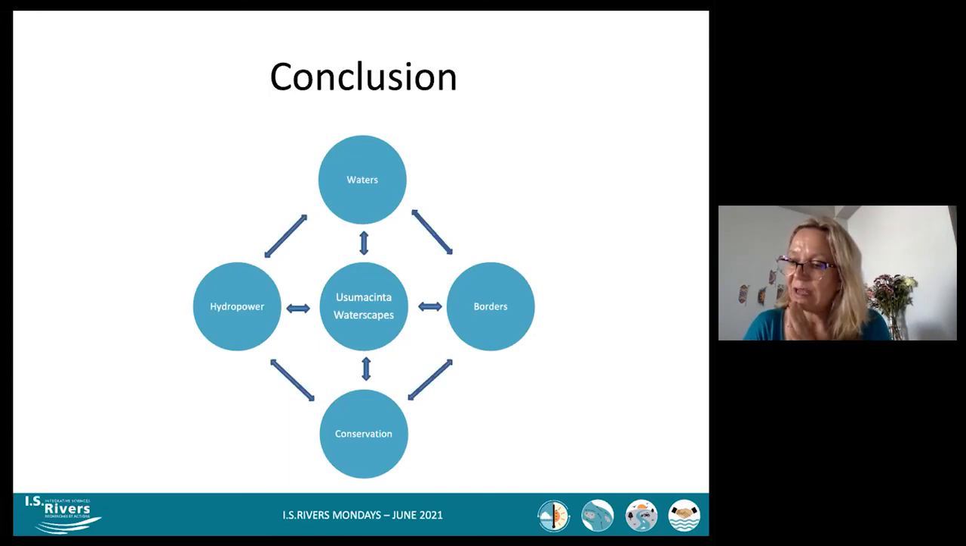I just want to conclude with the idea that the management of the Usumacinta really historically depended on the existence of an international border at the scale of the river basin that made it possible to show one Mexican waterscape and one Guatemalan waterscape, but at the local level, we have a certain number of waterscapes that depend on the relation between water conservation and power production, linked with the borders that has given rise to different waterscapes in this major river basin.